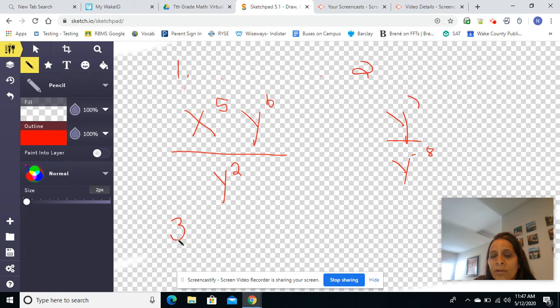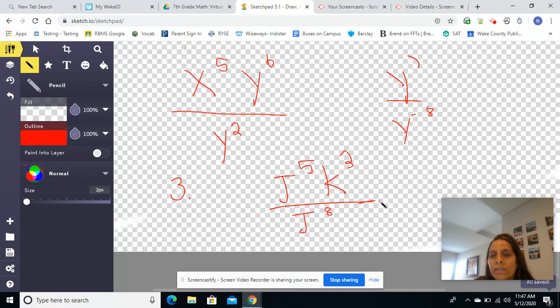And then the final problem for your warm-up will be j to the 5th, k to the 2nd, divided by j to the 8th. Okay? So remember, these are your 3 warm-up problems, and all 3 of these problems will need to be answered in Edpuzzle.